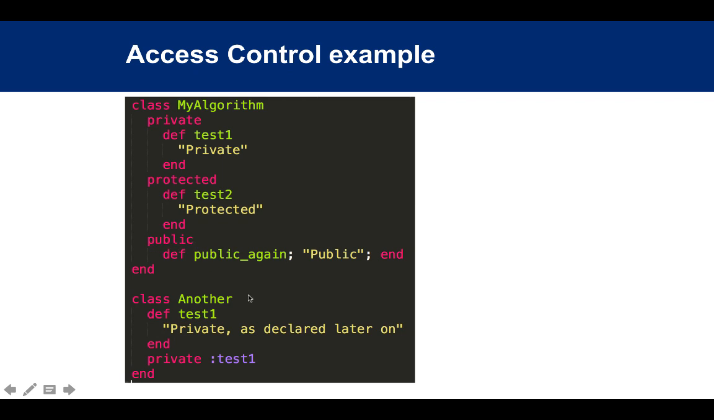Or what you could do is have a regular class, regular methods, and then at the end of the class, or in the beginning, anywhere in the class, say private, and then list the method name. So :test1 in this case.